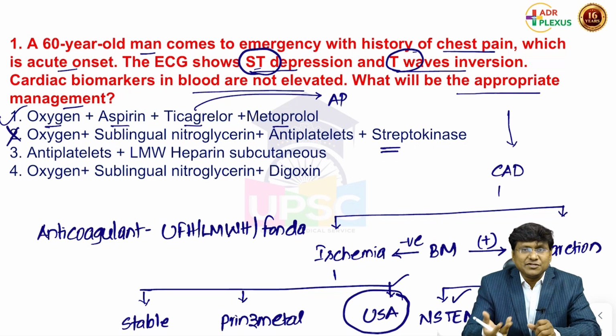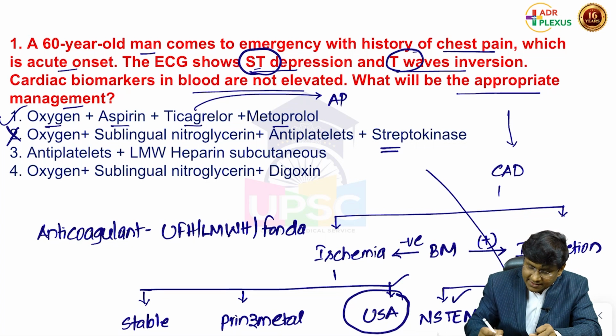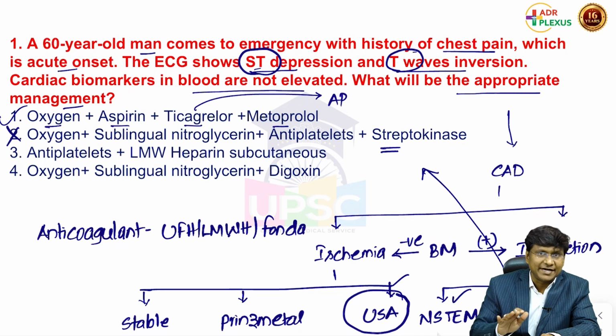But thrombolysis is avoided or contraindicated in case of unstable angina as well as NSTEMI. Then in which group of individuals do you do thrombolysis? In case of STEMI, these patients will require thrombolysis with either streptokinase, urokinase, reteplase, alteplase, and even tenecteplase, okay? So these are the various thrombolytic agents which are used in the treatment of STEMI, that is ST elevation MI, but not in case of NSTEMI or unstable angina. So your second option is ruled out.